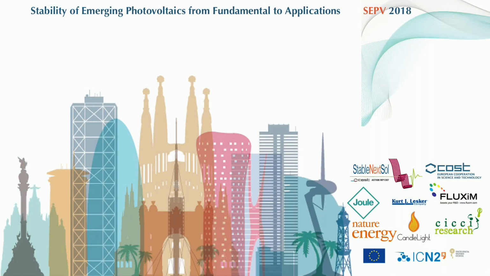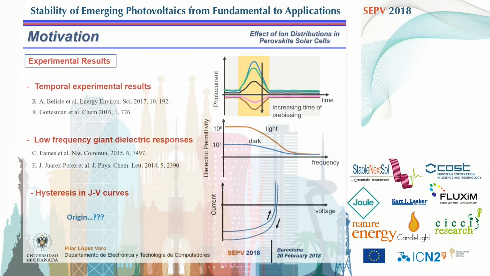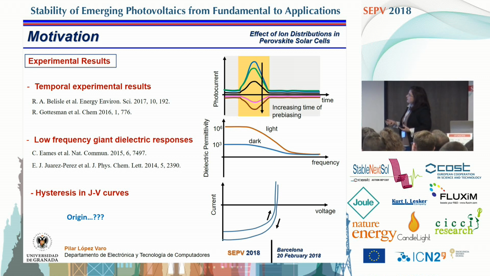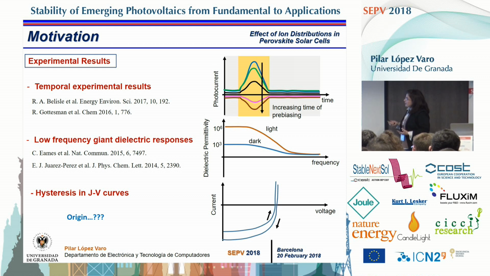Well, why do I study the effect of ion distribution in perovskite solar cells? Because we can find some unusual experimental results, such as unusual temporal results: the photocurrent, depending on the increasing time of prebiasing, we can observe a switching in the sense of the photocurrent.